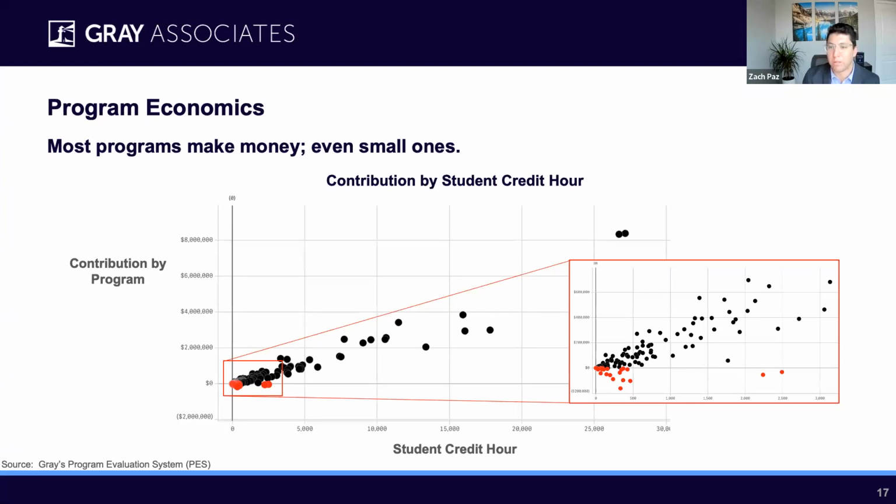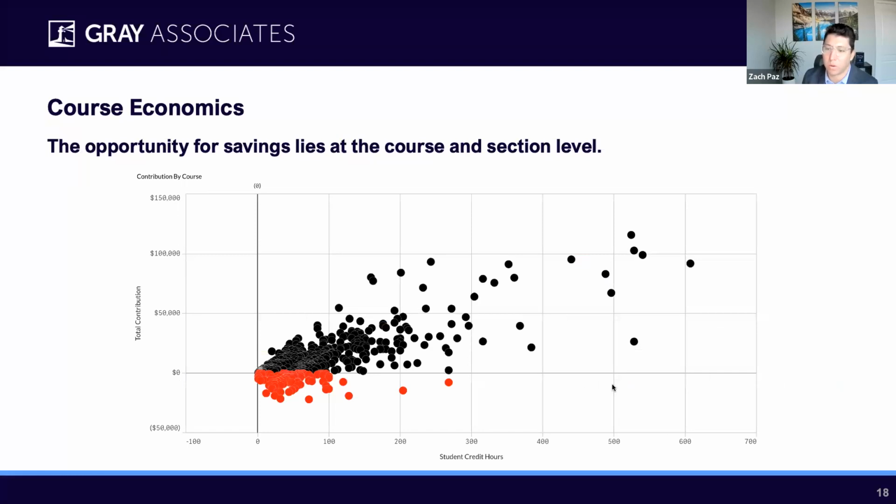Where we see the most opportunity working with institutions is at the course level. Understanding that you have a lot more opportunity and a lot more flexibility and a quicker transition to making decisions at the course level. You're making course level decisions each semester or quarter. So having this data at the course level can help you plan quicker and make quicker decisions about potentially high cost programs or courses that are costing you money.